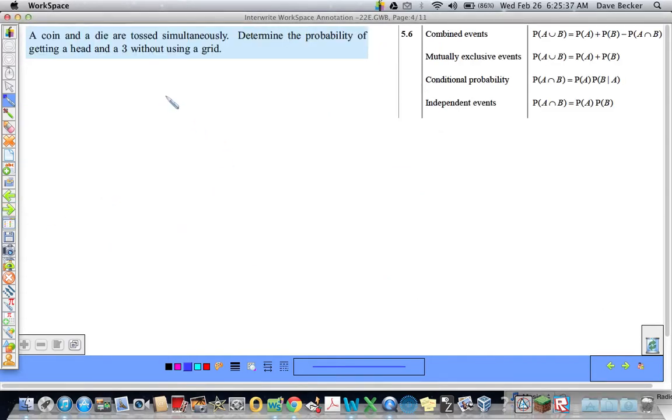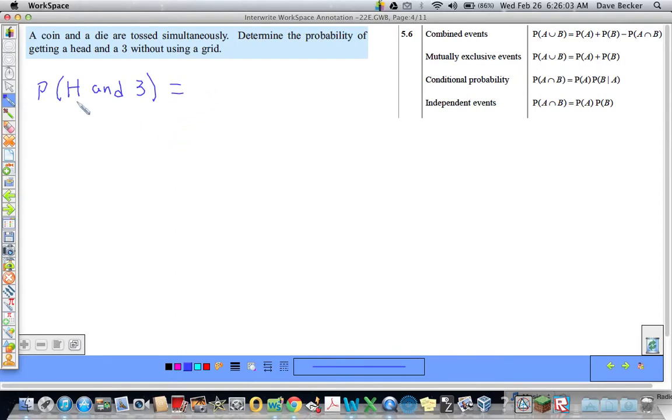Let's go. A coin and a die are tossed simultaneously. Determine the probability of getting a head and a 3 without using a grid. So we're looking for the probability of a head and a 3. These are independent events. Tossing the coin does not affect the result of tossing the die.